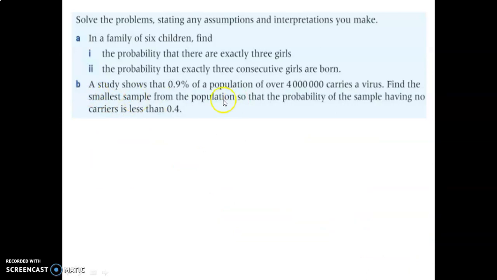So question B. Please read that out and see if you can set that up. This one is tricky, I'll tell you. This one's quite tricky. So give it a try, and then I'll explain how it's done.